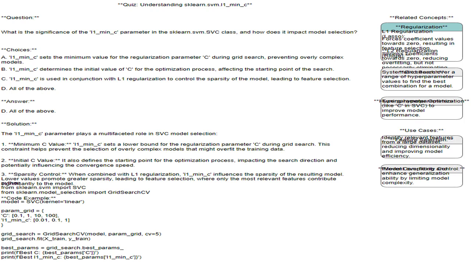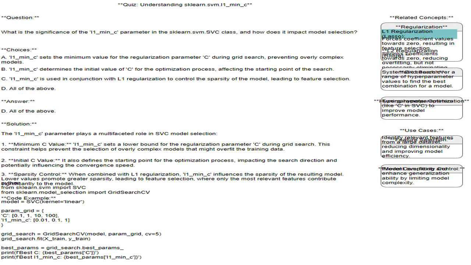True. The L1 minc parameter also determines the starting point of the optimization process for finding the best C value. This initial value influences the search direction and can impact the overall convergence speed of the optimization algorithm. Hyperparameter optimization. True. When L1 regularization is used in conjunction with SVC, the L1 minc parameter helps control the sparsity of the resulting model. Lower values of L1 minc encourage greater sparsity, effectively leading to feature selection by pushing less relevant features towards zero coefficients.